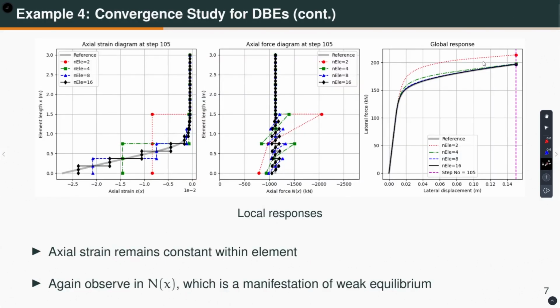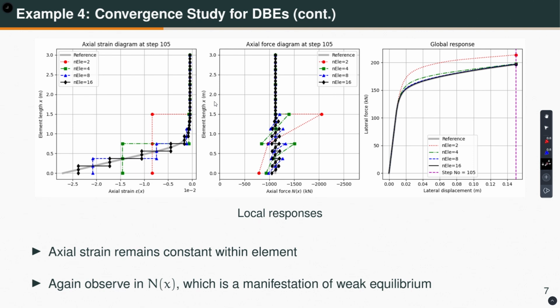Okay. Now, for the axial strain, what happens? Just like the curvature varies linearly within an element in displacement based element, the axial strain remains constant. So, for example, for the 2 element case, this is the axial strain for the bottom element. For the 4 element case, the green one, this is at the bottommost element. Then you have like this, and the rest are very difficult to differentiate. Okay. So, the black one is for 16 elements. You see, this is how the axial strain is varying along the length of the element.